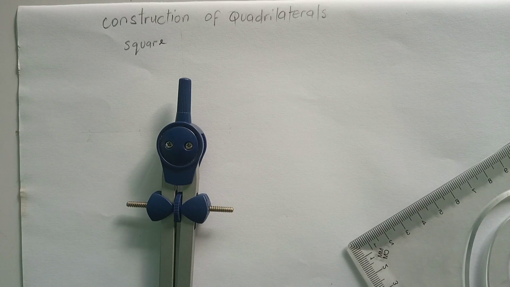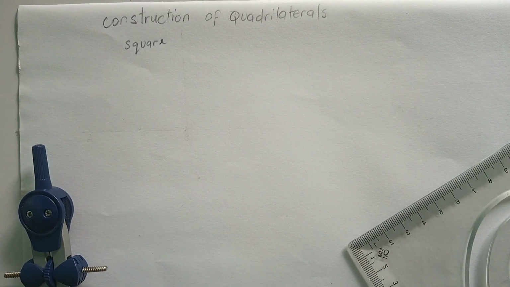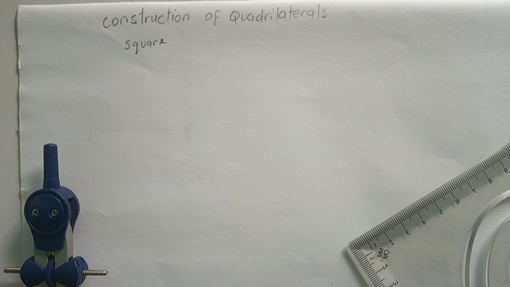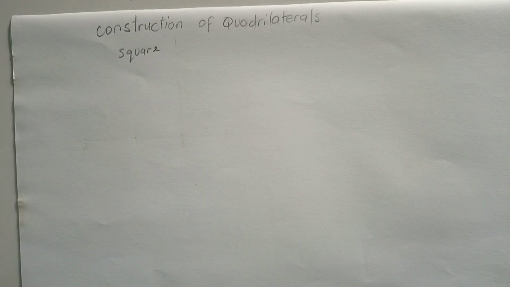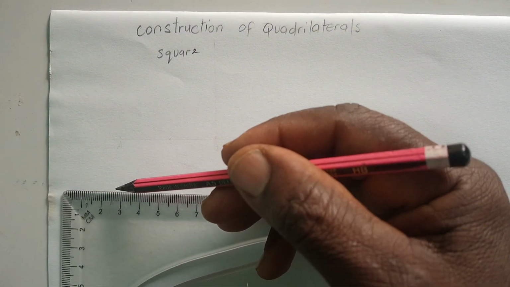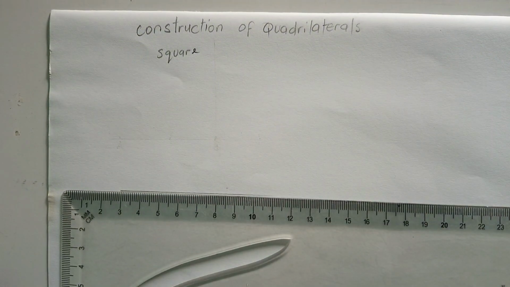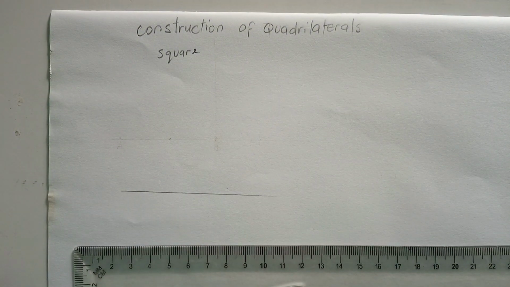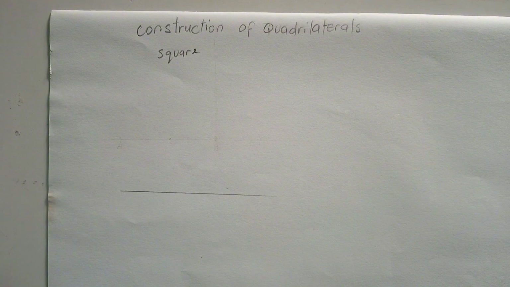Technical grade 7, we are going to look at construction of quadrilaterals. There are various types of quadrilaterals. So we begin with a square. Naturally, when we are constructing, we begin with straight lines. We draw a straight line like that. We want to draw a square that measures 5 centimeters.